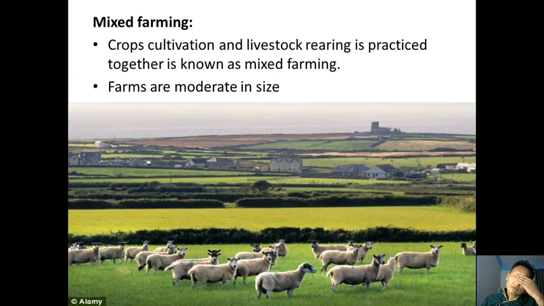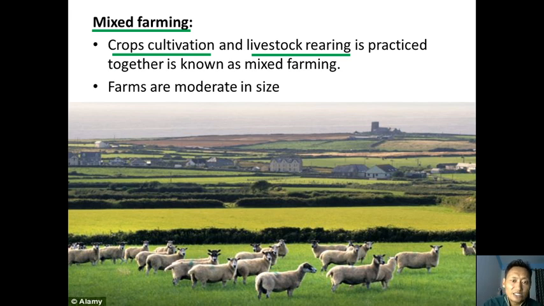The next type of commercial agriculture that we are going to discuss here is mixed farming. So what is meant by mixed farming? Mixed farming means when the cultivation of crops and livestock rearing is practiced together. Because here they are doing two activities together, cultivation of crops as well as livestock rearing, this is called mixed farming.